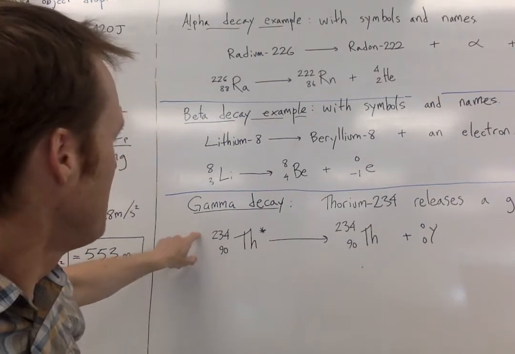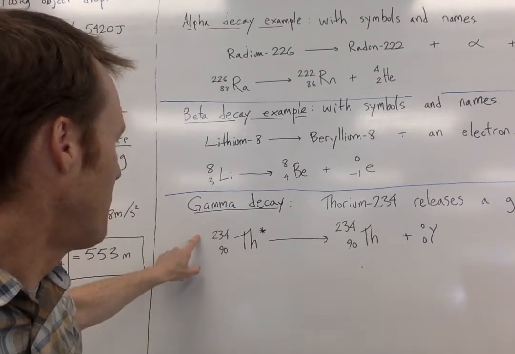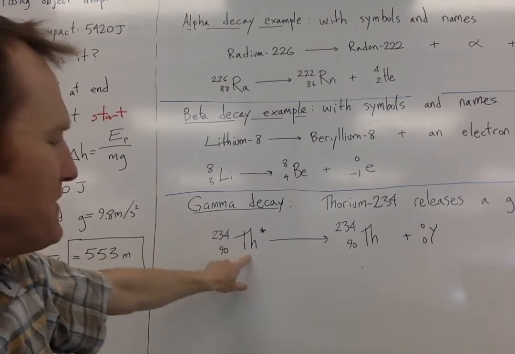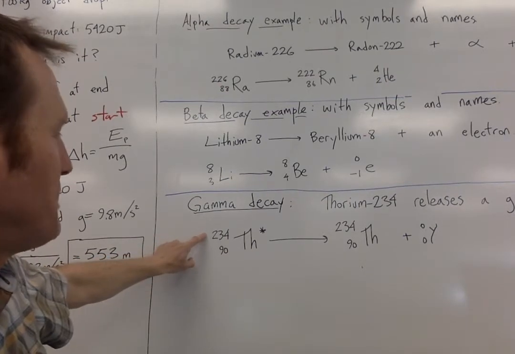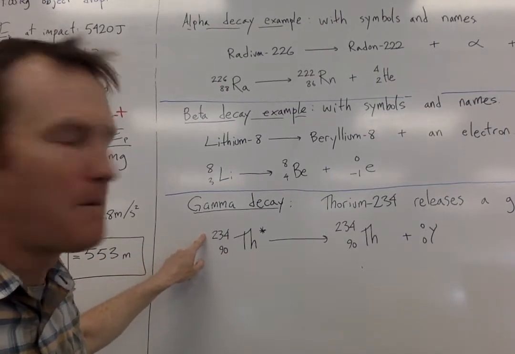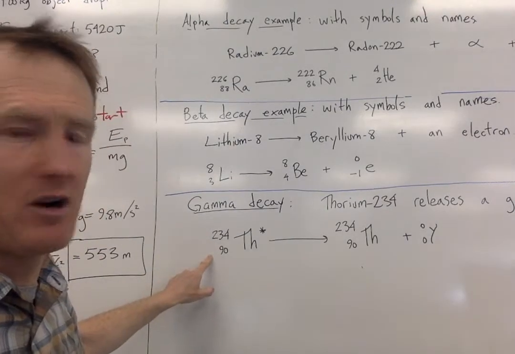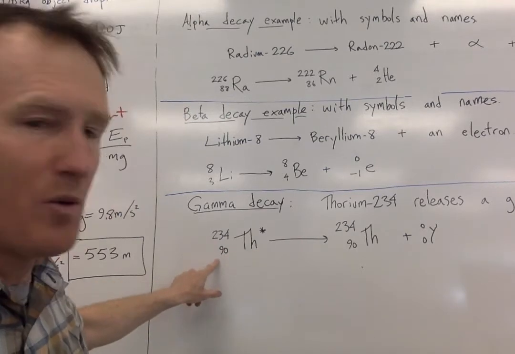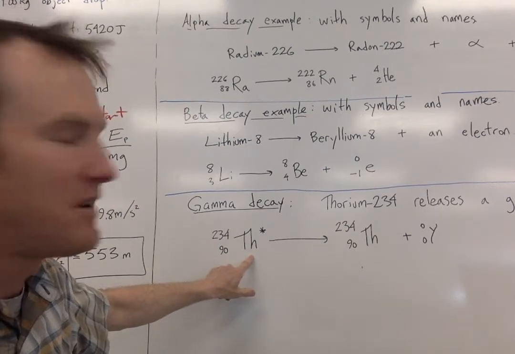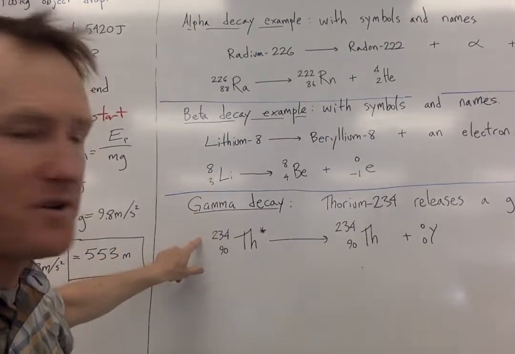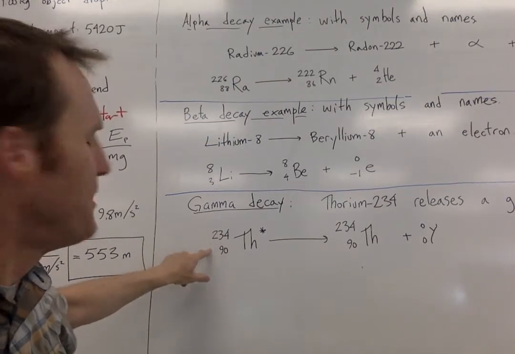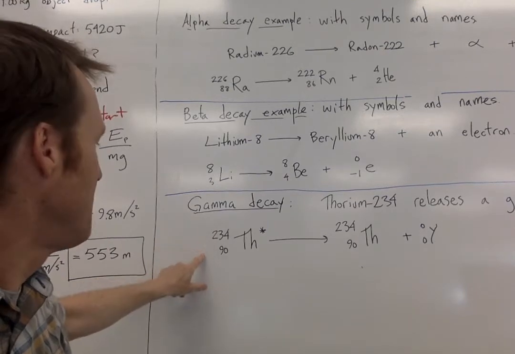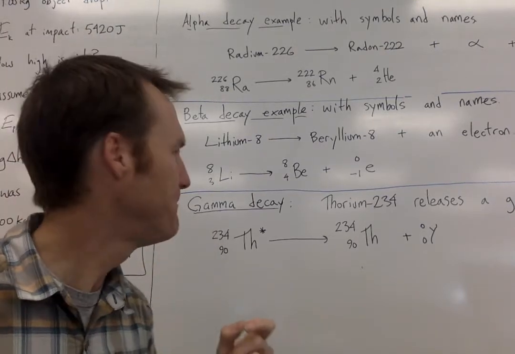Here's an example of gamma decay. We have thorium-234. How do I know it's thorium-234? Because we have Th for thorium, and the 234 is the atomic mass. By the way, thorium is element 90, always element 90. So 90 is always going to go there if you see Th. And the 234 tells us it's got 90 protons, as in always, and 144 neutrons. They add up to 234.